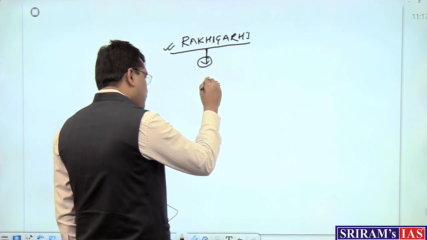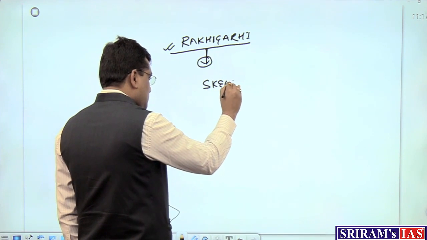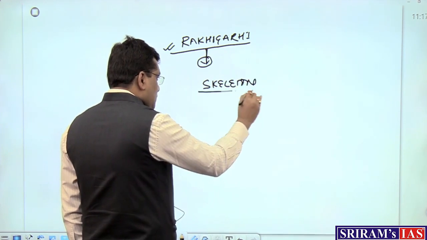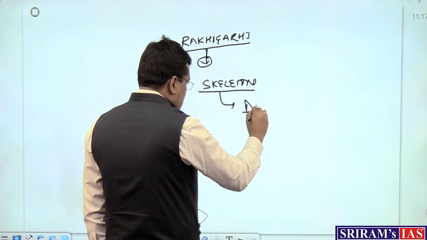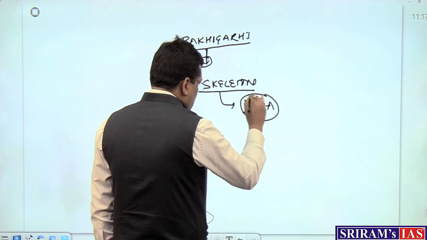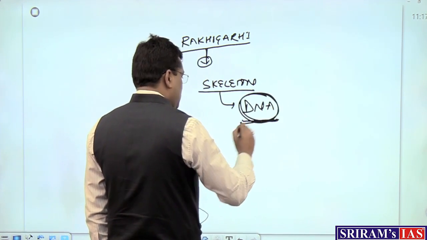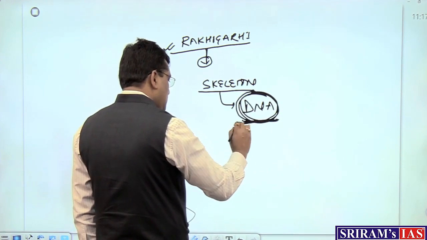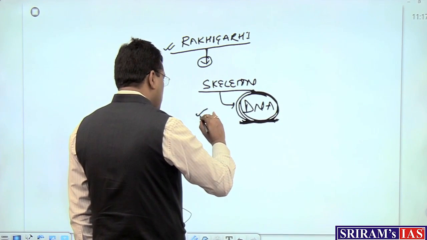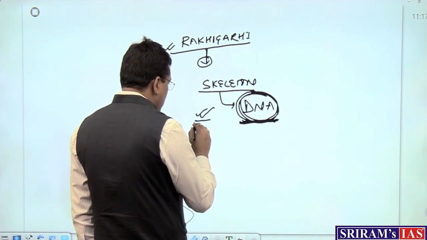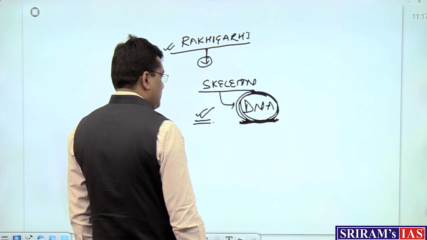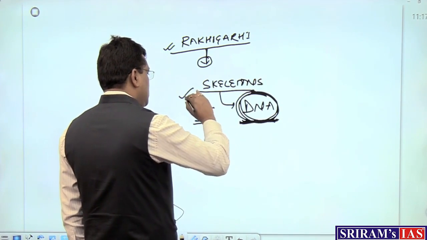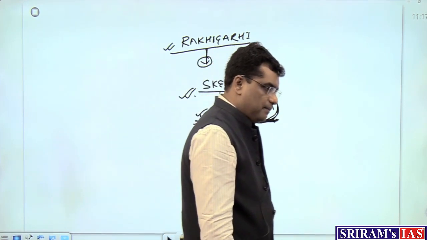At Rakhigarhi, we have found a skeleton whose DNA busted the myth of Aryan and Dravidian, showing that all the people living in the entire country are of a single race, the same race. So it busted the theory of Aryans and Dravidians. So, the skeletons of Rakhigarhi and its DNA findings.